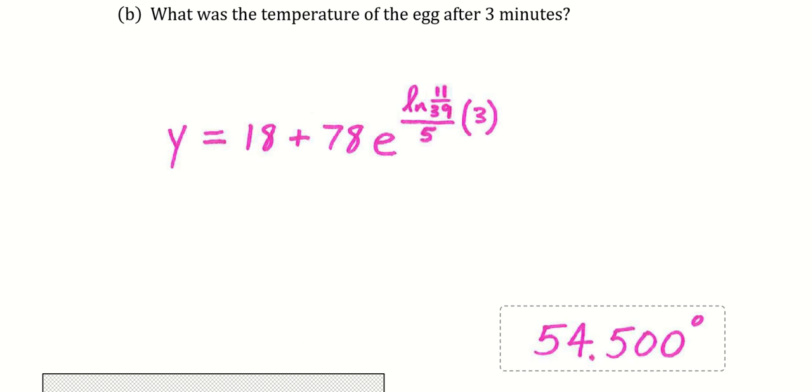So that does it for the sample test to get you ready for the real test.